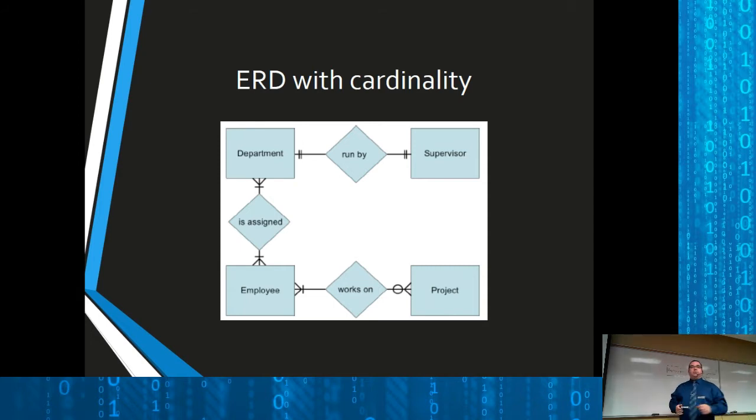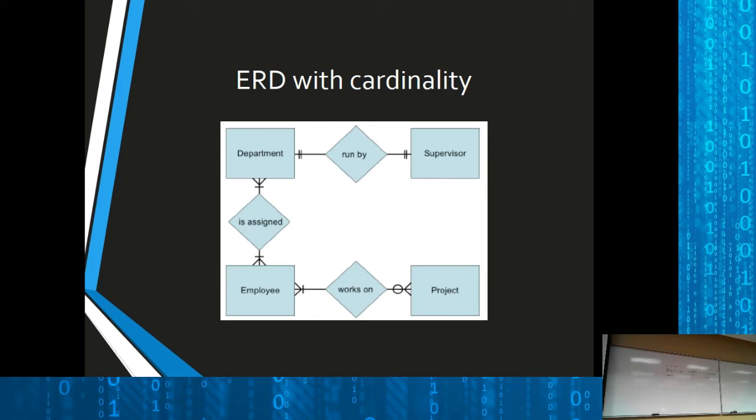So if we turn this around to our little diagram we had earlier, same symbols. If we remember what they said, a department is run by a single supervisor. A supervisor can only run one department. Department to supervisor, one-to-one. A department requires at least one supervisor and can't have more than one supervisor. A supervisor cannot be a supervisor without a department, and they can only ever work on one department.